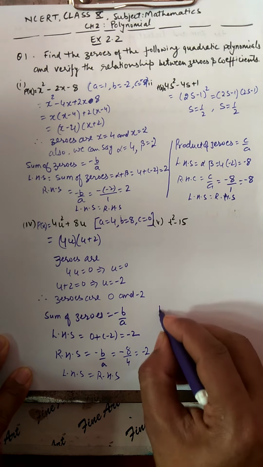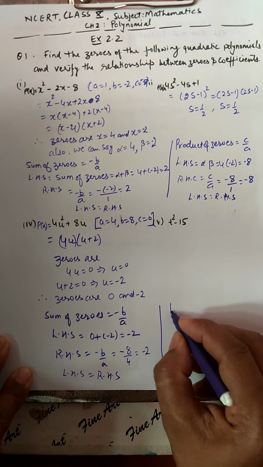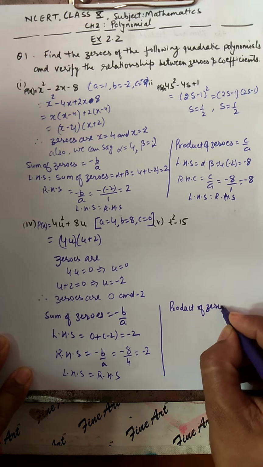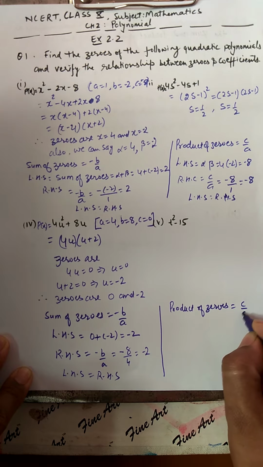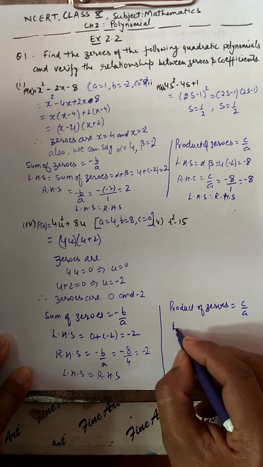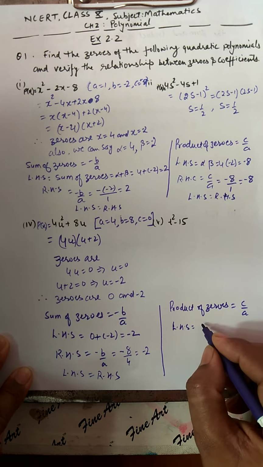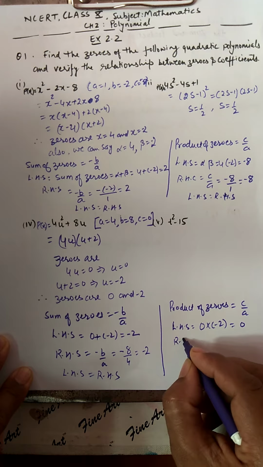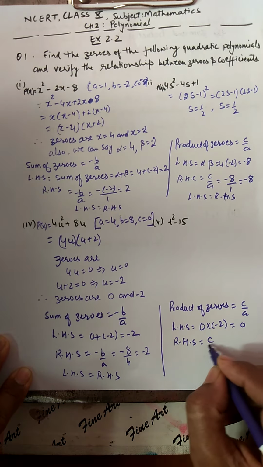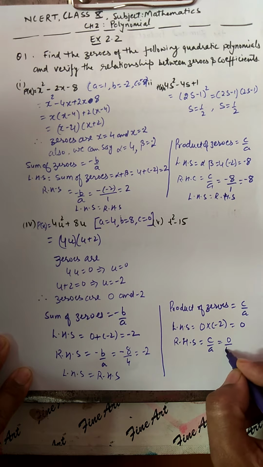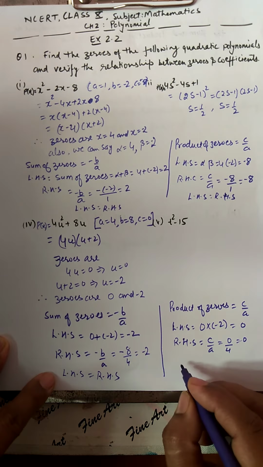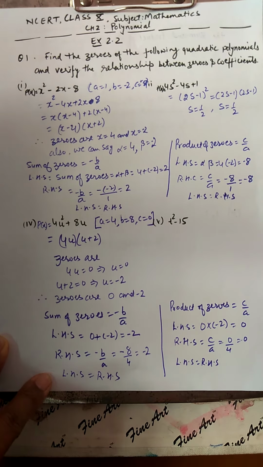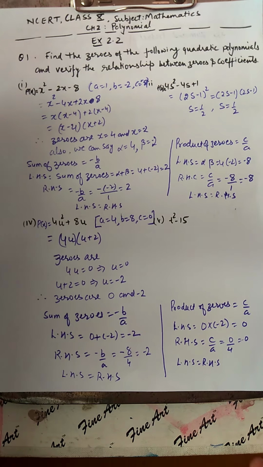Now we have the second relation also to be verified, which is the product of zeros equal to c by a. I'll take LHS first. Product of zeros means 0 into minus 2, which is 0. RHS is c by a. C is 0, a is 4, so ultimately this is also 0. So therefore LHS is equal to RHS. So the second relationship is also verified.